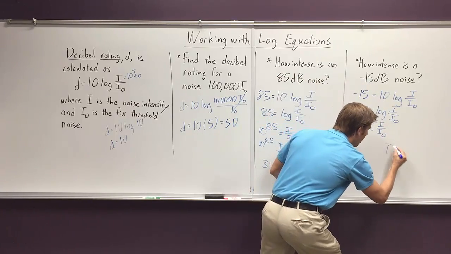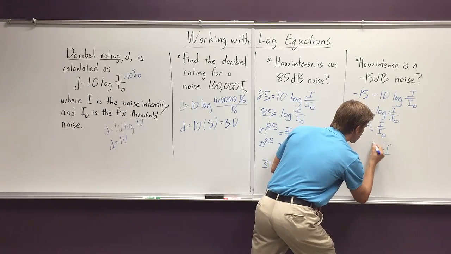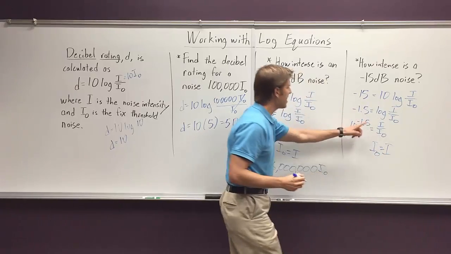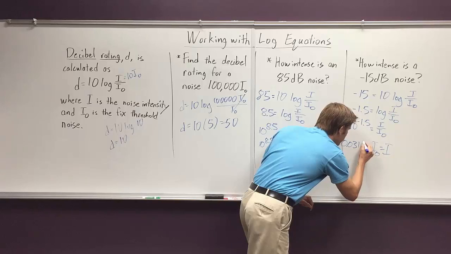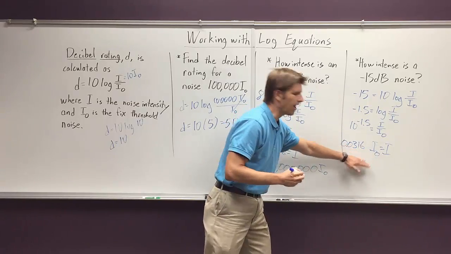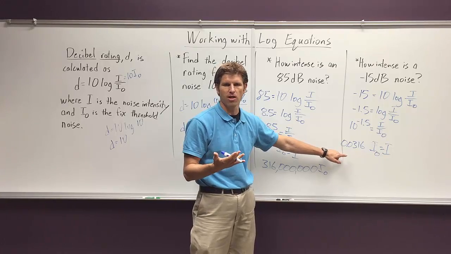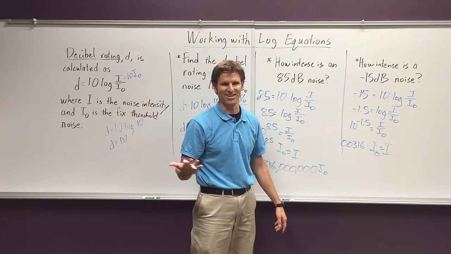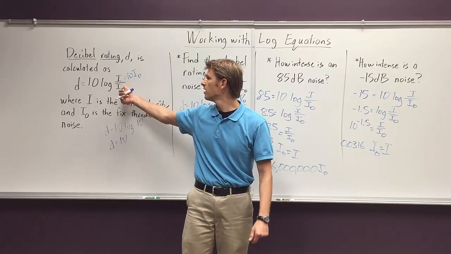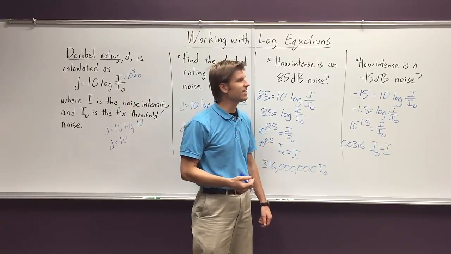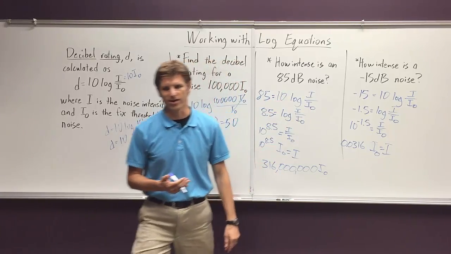So I is equal to 10 to the negative 1.5 I naught, which is about 0.0316 I naught. So that's over 25 times smaller than the sound most of us can hear. So that gives you some intuition of what decibel rating is, and also tells you how to go about using log functions in practice.